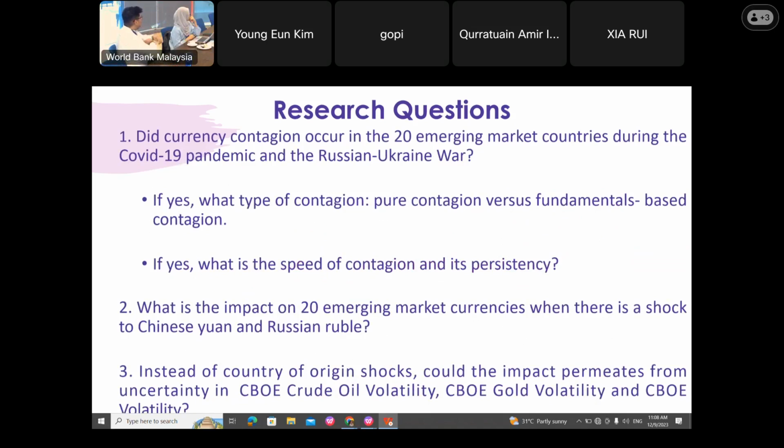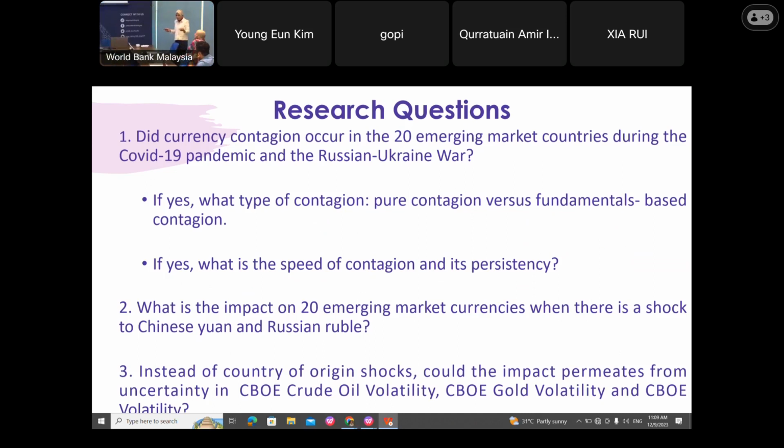So now the research questions that we're looking at is: did currency contagion occur in the 20 emerging market currencies during the COVID-19 pandemic and the Russia-Ukraine war? If yes, what type of contagion? Is it pure contagion or is it fundamentals-based contagion? And if yes as well, because contagion actually exists, what is the speed of this contagion and its persistency?